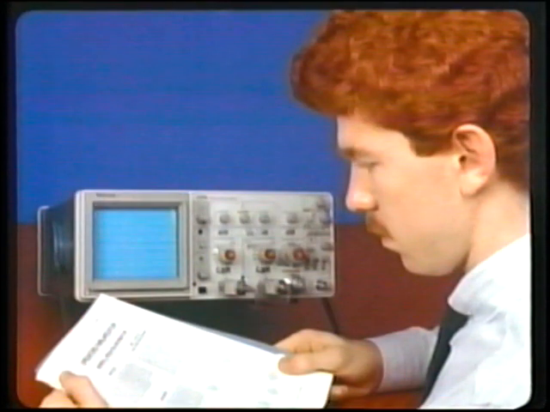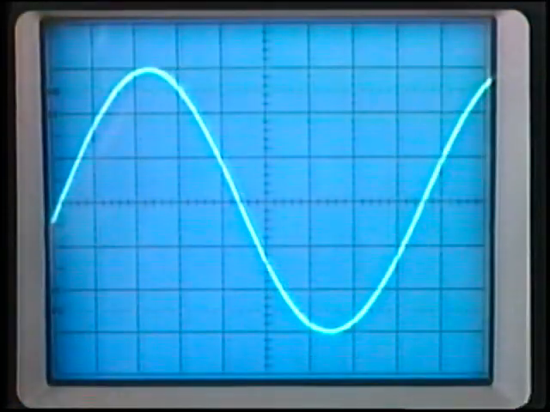The only way to master the operation of an oscilloscope is by practice. By reading the instruction manual for the oscilloscope you are using, you can learn more about the controls and their operation. In the next program, you will learn how to measure the voltage and frequency of AC waveforms with an oscilloscope.